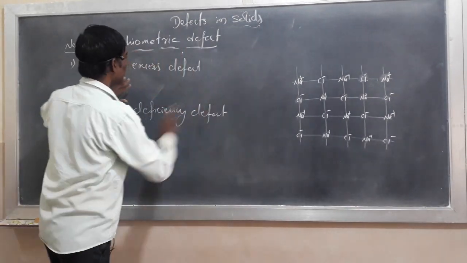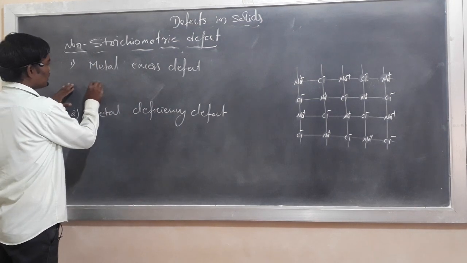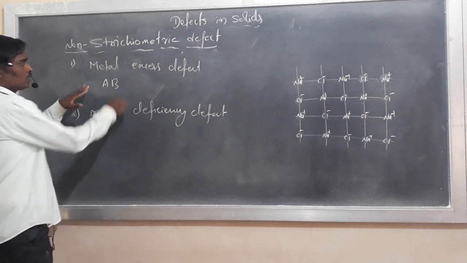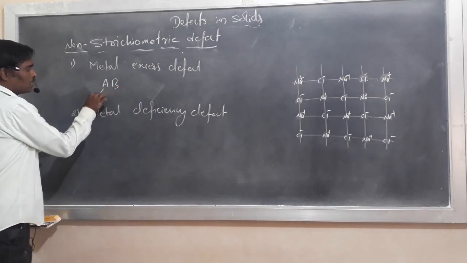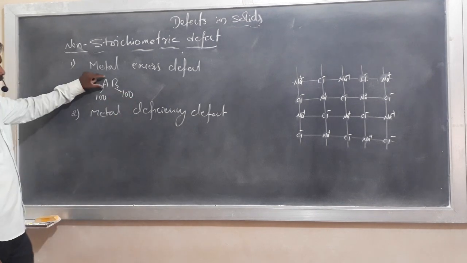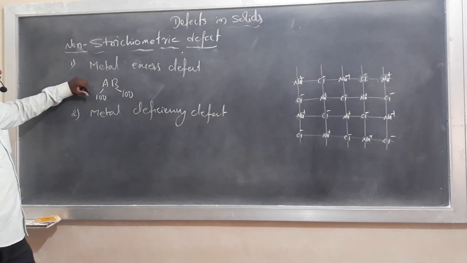Before that, let me give you an example. For example, AB is a crystal. This crystal contains 100 A and 100 B ions, where A is a metal and B is a non-metal.